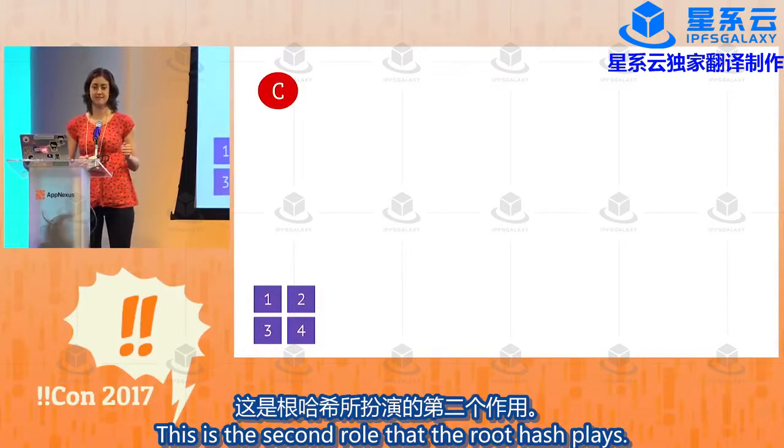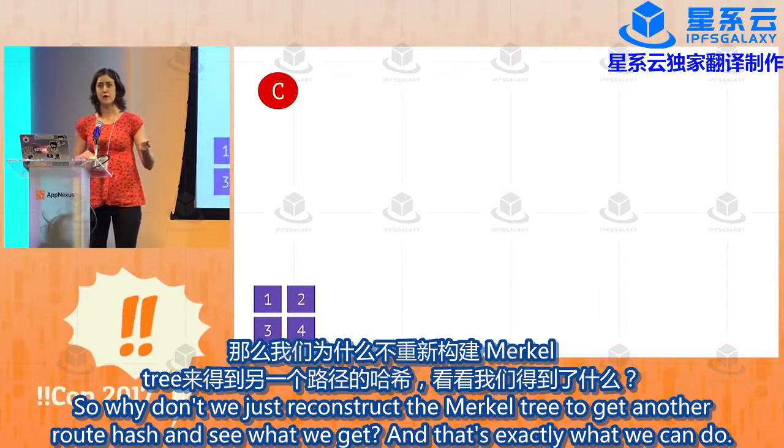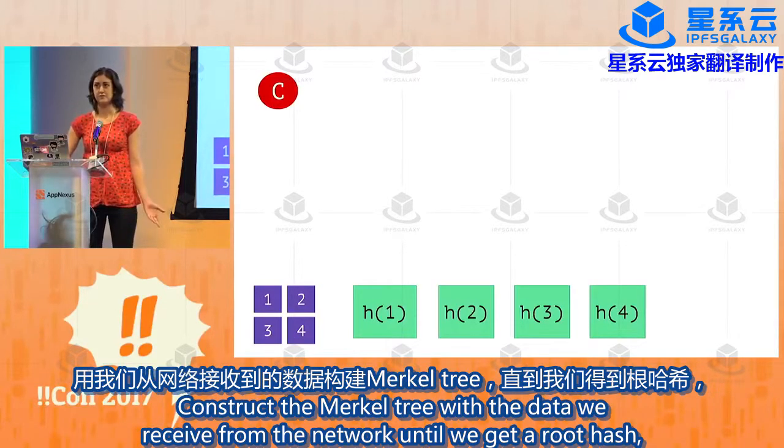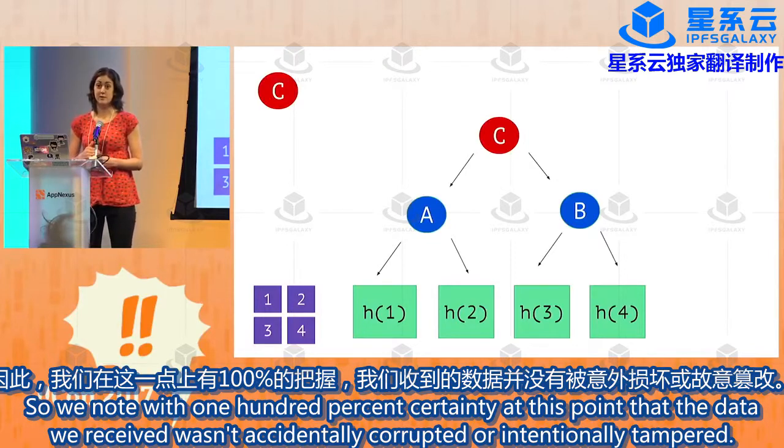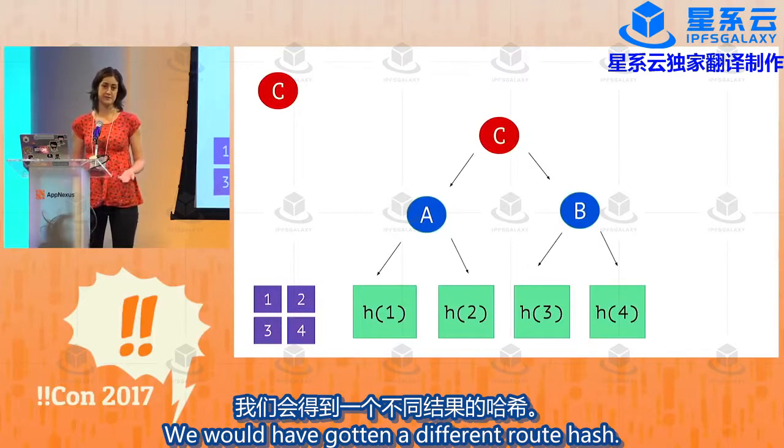Well, this is the second role that the root hash plays. We have the root hash from our friend, so why don't we just reconstruct the Merkle tree to get another root hash and see what we get? And that's exactly what we can do. We'll construct the Merkle tree with the data we receive from the network until we get a root hash, and we see that it's the root hash that we got from our friend. So we know with 100% certainty at this point that the data we received wasn't accidentally corrupted or intentionally tampered with. Because if it were, we would have gotten a different root hash.